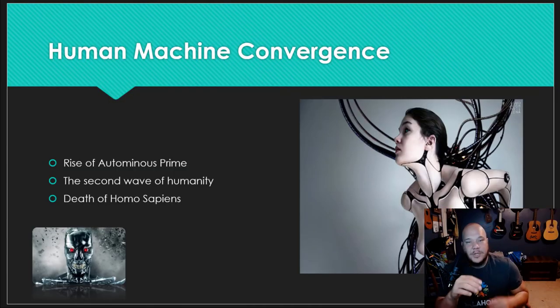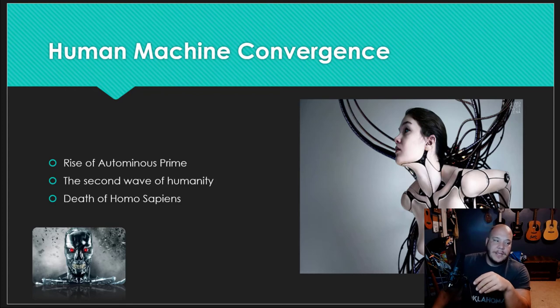Now, human-machine convergence is a point after the singularity where our species starts having control of our own evolutionary traits. We have the ability to advance and modify the pathways of our society, or of our person, of our species as a whole. This is going to give rise to a few different things. The rise of autonomous prime, the second wave of humanity, and we're going to see the death of Homo sapiens.